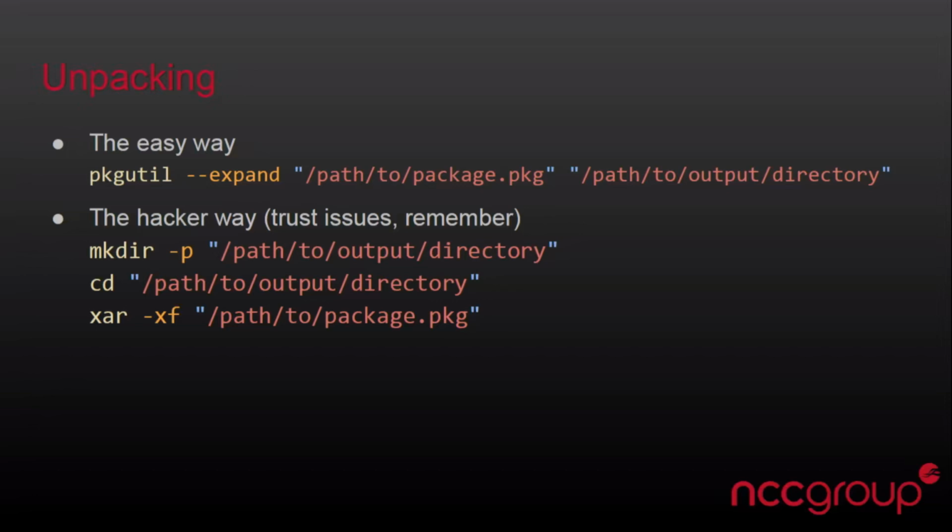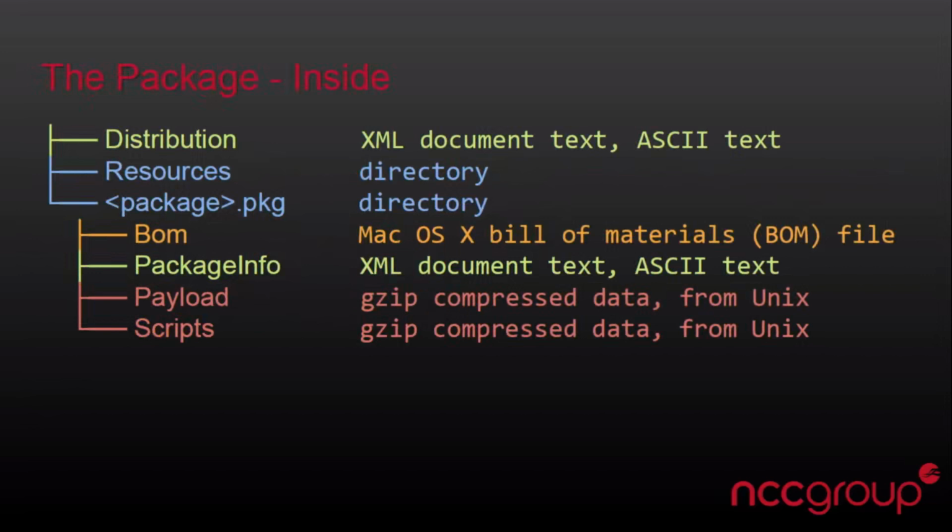And so now we're going to go through and extract the package files. After you've extracted them, this is sort of the typical structure you find inside. You have a distribution XML file, you have a resources directory, and then you have one or more package directories. These package directories contain a bill of materials, a package info, another plaintext XML file, and then 2 compressed archives, payload and scripts.